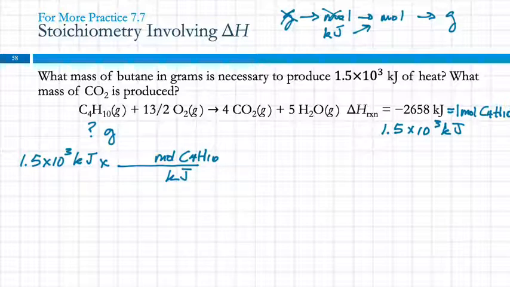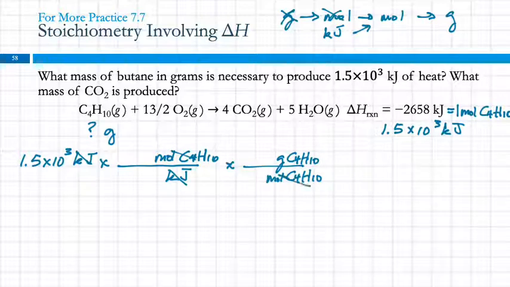So moles of butane. Kilojoule down there. So the kilojoules cancel out. And then I want grams. So grams of butane from moles of butane. And the moles cancel out. So what's the relationship between kilojoules and moles of butane? Yeah, minus 2,658 kilojoules is equal to 1 mole of butane. So 1 mole of butane is minus 2,658 kilojoules. And then we need the molar mass of butane, 4 times 12.01 plus 10 times 1.008, 58.12.